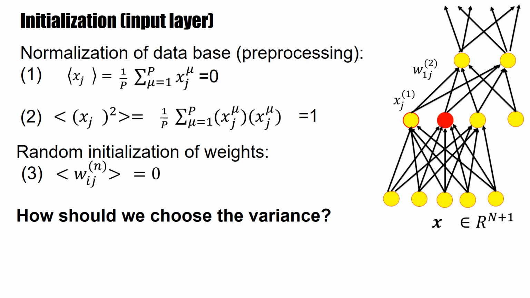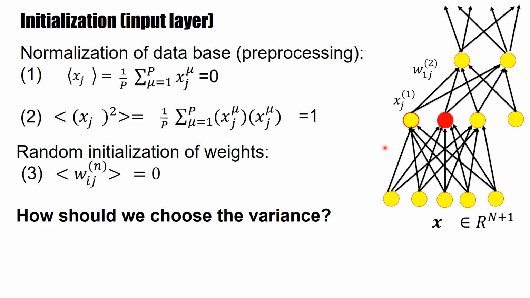So let us now focus on a single neuron, say the red neuron, and look at its activation. We suppose that the database has been pre-processed such that for each input unit, the mean is exactly 0 and the variance is exactly 1. So when you get your original input vectors, you pre-process, you average across all patterns, you subtract the mean, you calculate the variance, and you rescale the variance to 1. So now we know the inputs are normalized.